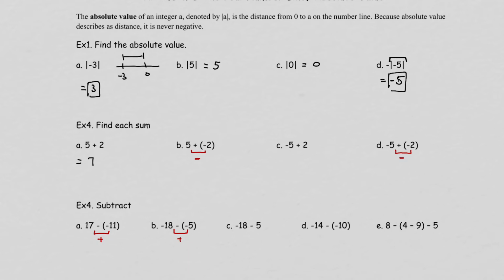So when we convert 5 plus -2 into one sign between two numbers, that will be 5 minus 2. We know that equals 3, right? This one, you have -5 plus 2. So that's going to be -3.